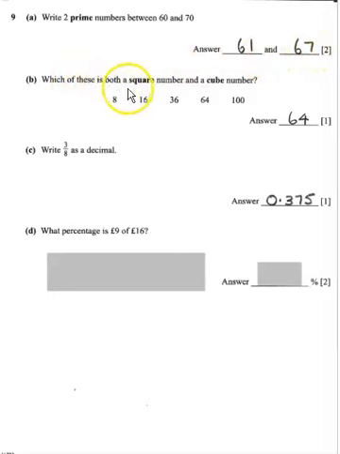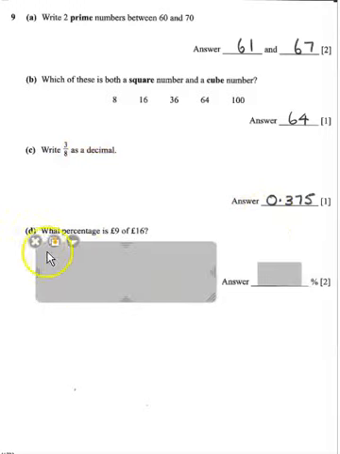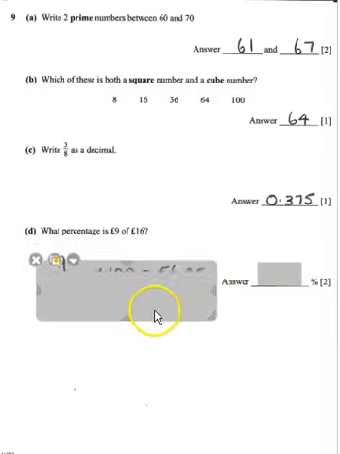So which of these is both a square number and a cubed number? Now I've put 64. That's because the square number is basically 8 times 8, 8 squared, and the cubed number is 4 times 4 times 4, which is 4 cubed, which is 64. 3/8 is a decimal, just key into your calculator. 3 divided by 8 is 0.375.